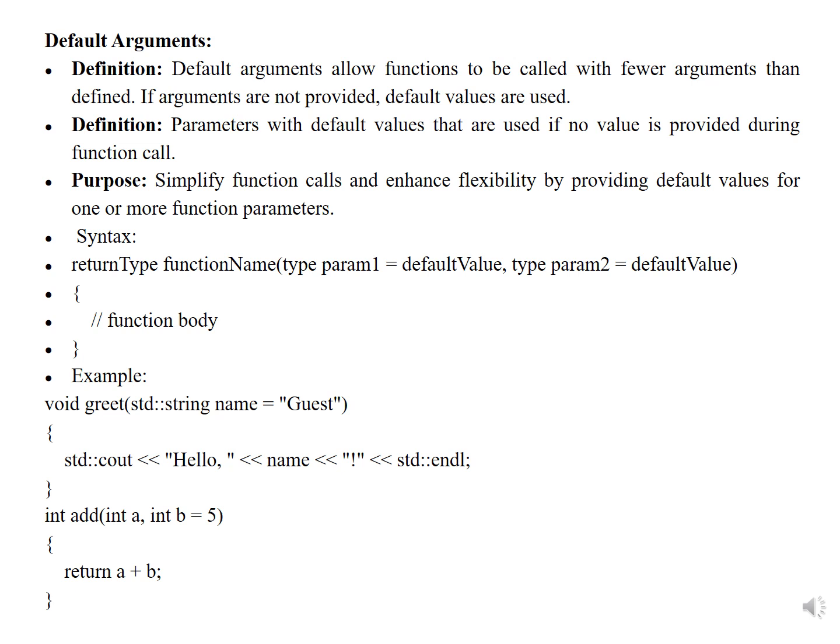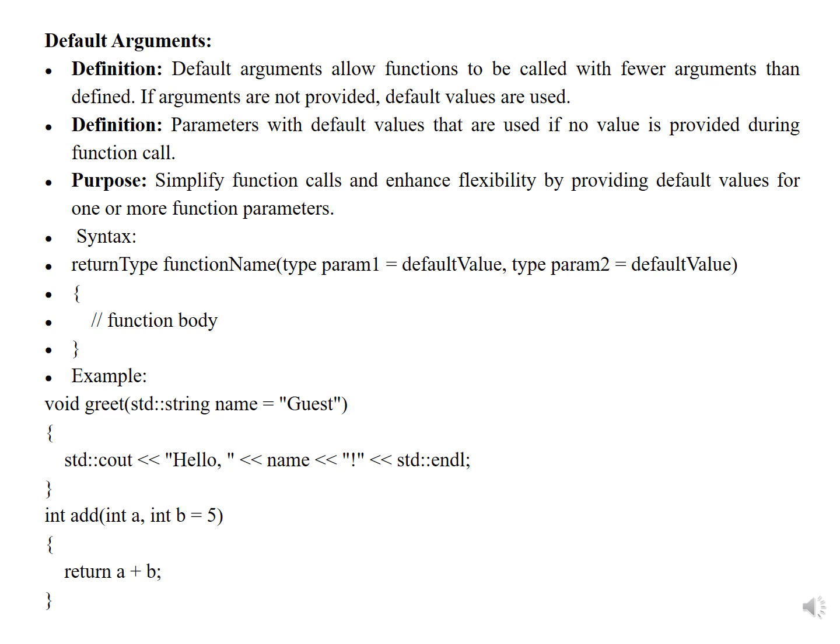Inside that function, we have to write the type parameter 1 equal to default value, comma, type parameter 2 equal to default value, etc. How many parameters you require, you can write. While providing the parameters, you have to assign the values also. Those values are considered as default values. Open bracket, a function body you have to write, and close the bracket.